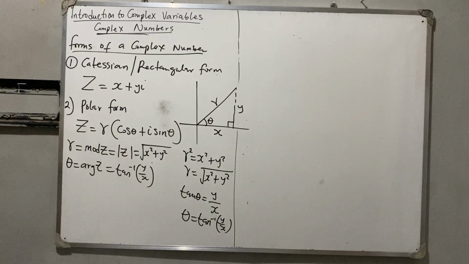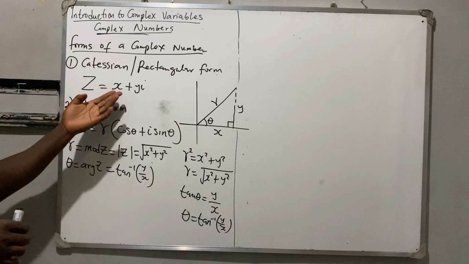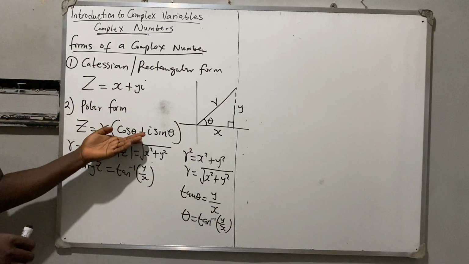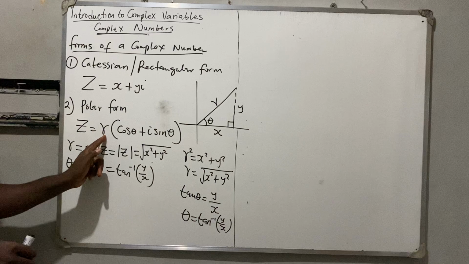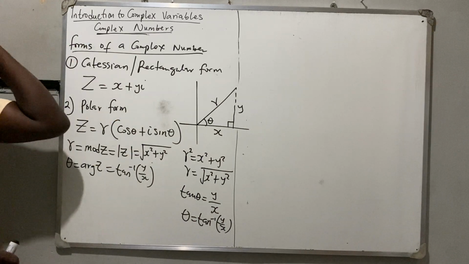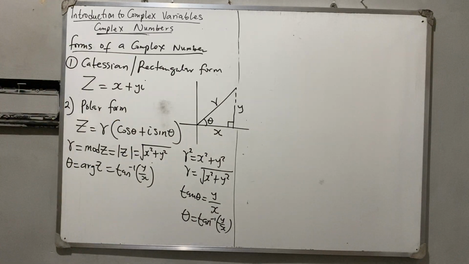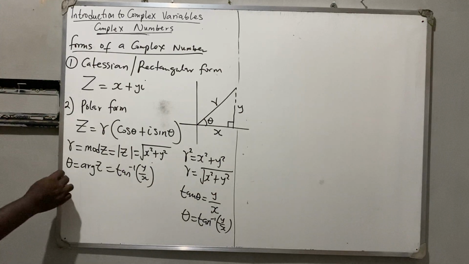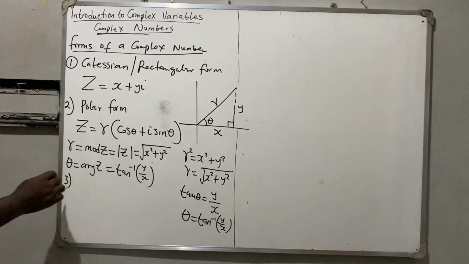Okay, so that is that. Anytime you are asked to express a complex number from the Cartesian form to the polar form, all we need is to get the modulus, and then we get the argument, then we put it here. We're going to do an example to that. Now the third part is what we call the exponential form.